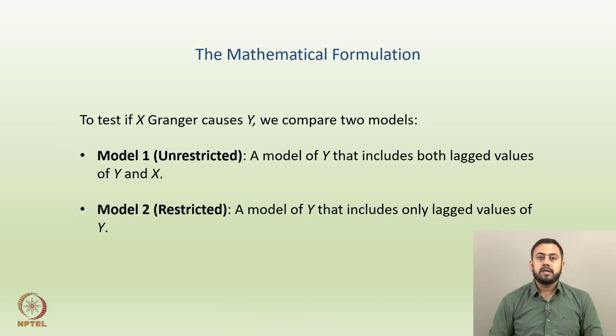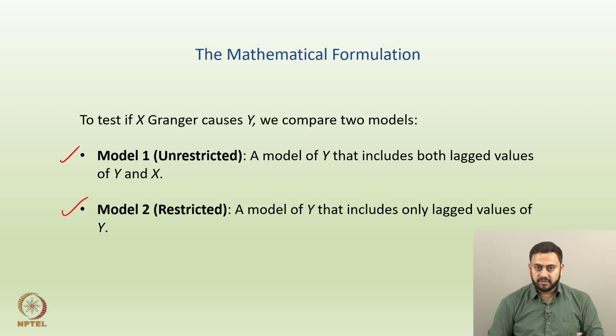Alright, now slowly we will turn our attention to the actual mathematical formulation of Granger causality. To test if x Granger causes y, we will compare two models. The first model is called an unrestricted model, which is a model of y that includes both the lagged values of y and x. The second one is called a restricted model, which is a model of y that includes only the lagged values of y.